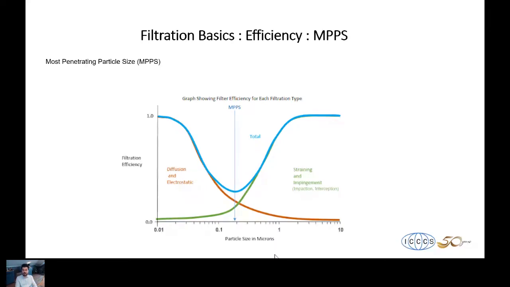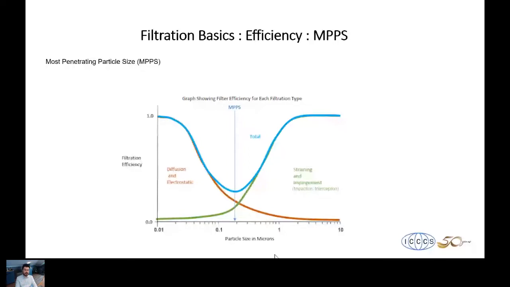And on the right side, the straining and impingement methods go higher after 0.4, 0.5 micron, depending on the particle sizes. So the sieving effect is also supporting us on the right side. So this most penetrating particle size is our lowest possible attraction area. For example, if we consider our MPPS to be 0.4 micron, this is the lowest efficiency location for our HEPA filter.